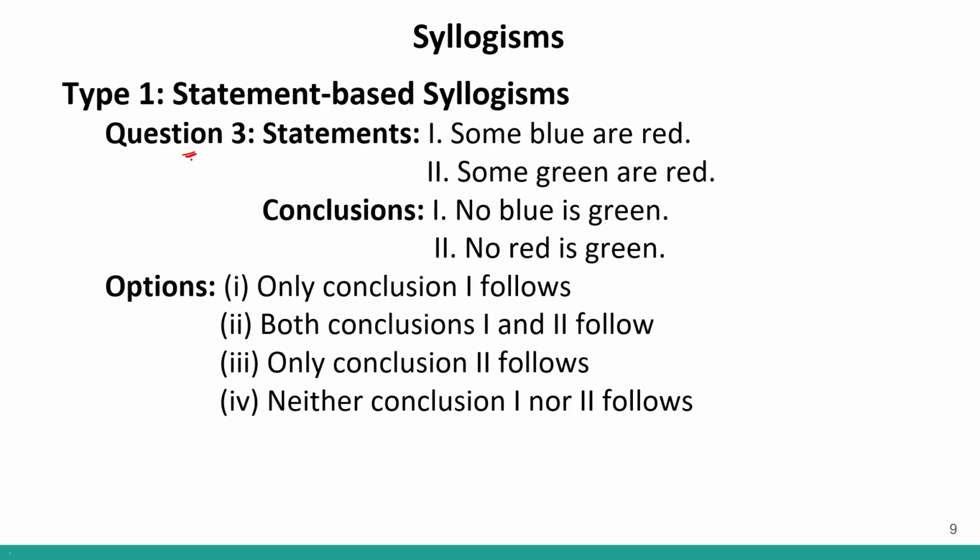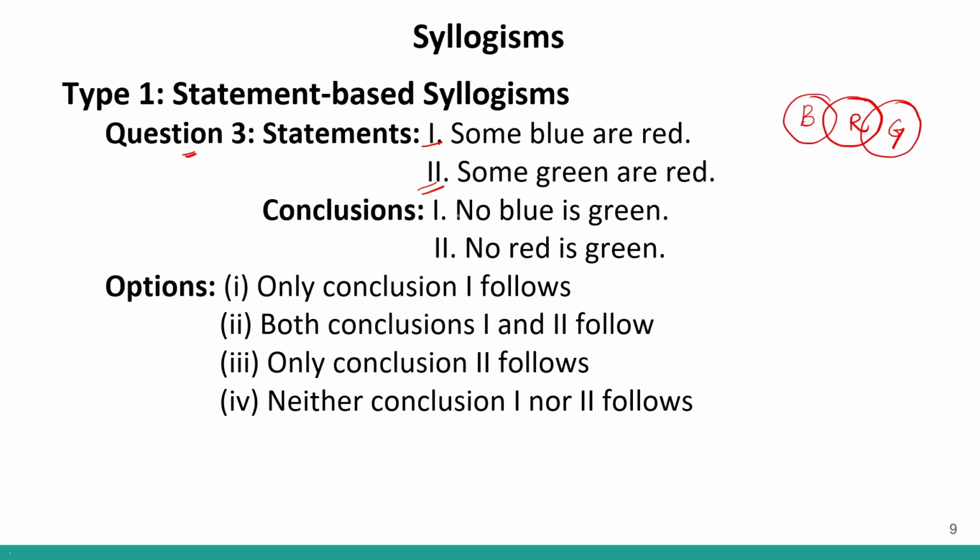Coming to question number 3. Question number 3 has 2 statements and 2 conclusions. Statement 1 says some blue are red. So, some blue are red can be represented like this. Correct? The second one says some green are red. So, again, I can represent it like this. Some green are red. This is going to be my Venn diagram.